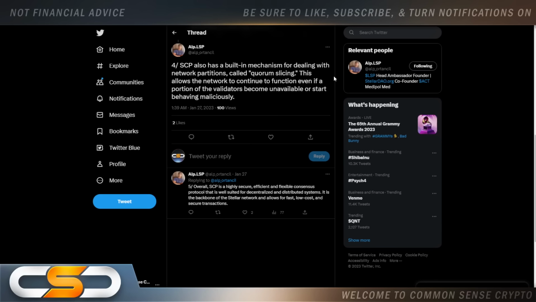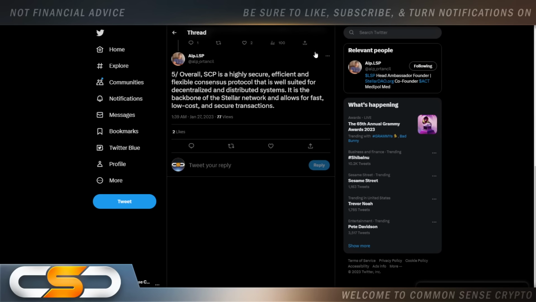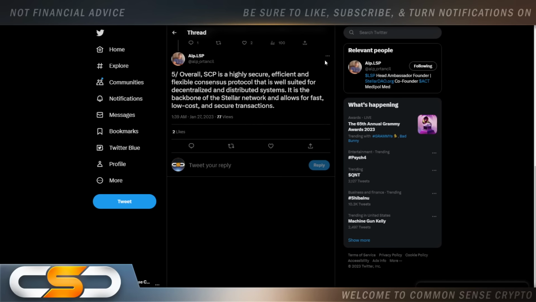Stellar Consensus Protocol also has a built-in mechanism for dealing with network partitions called quorum slicing. This allows the network to continue to function even if a portion of the validators become unavailable or start behaving maliciously. Overall, Stellar Consensus Protocol is a highly secure, efficient, and flexible consensus protocol that is well suited for decentralized and distributed systems. It is the backbone of the Stellar network and allows for fast, low cost, and secure transactions. That's why it's going to handle all the person to person money inside of that new financial system.